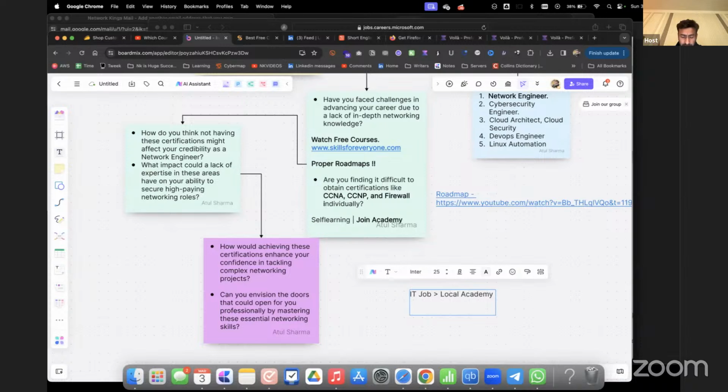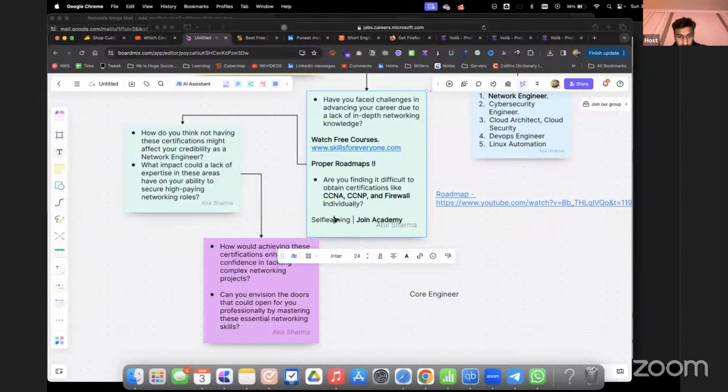But yes, if you want to become an expert, this is what I'm trying to say. If you want to become a core engineer, meaning you want to get into some domain, like I want to become part of the network domain, I was working as a normal IT guy. So you need to learn from the top guys. So obviously, then you need to decide, I need to join an academy.